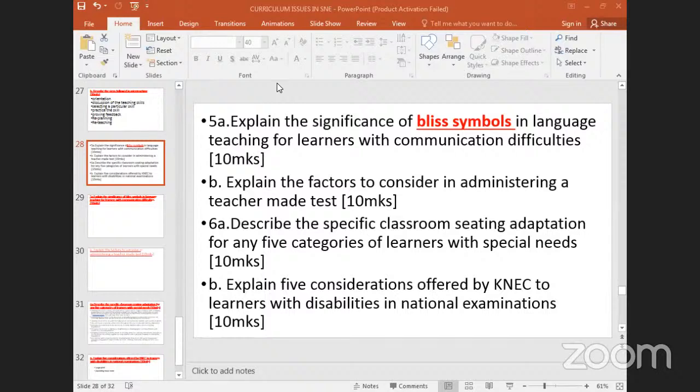So what are bliss symbols? Bliss symbols. Before we look at that question, what are bliss symbols?